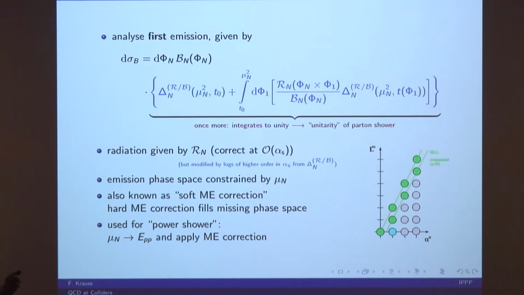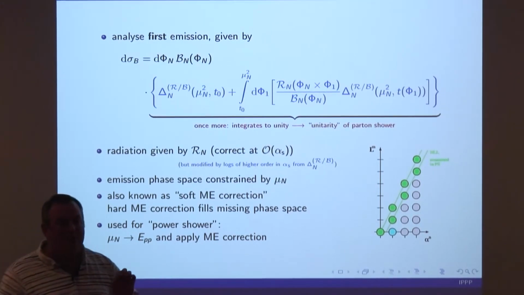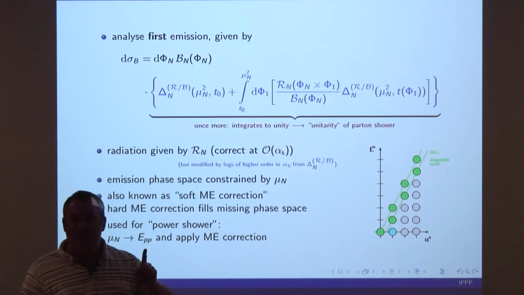So if I would multiply this thing with my k factor, I would have a simulation that is next to leading order accurate. First emission right, total rate right.